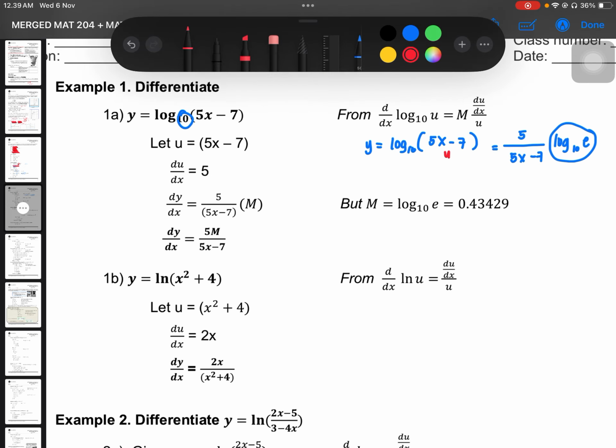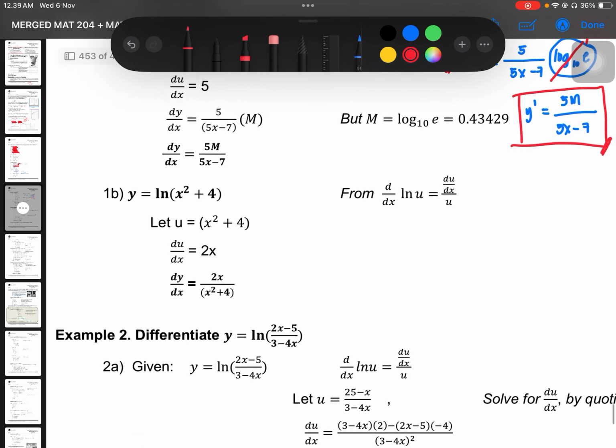Okay, so since this is just m, papalitan lang natin, magiging y prime is now equal to 5m over 5x minus 7. And that will be your final answer. Okay, so as long as alam nyo yung formulas, hindi naman siya ganun kahirap. Okay? So what about if this one?